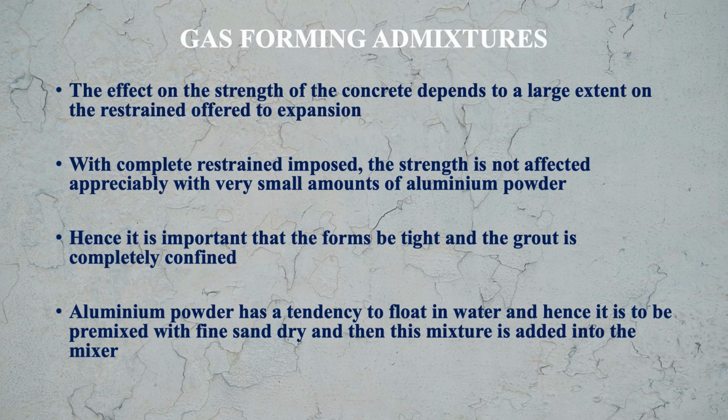Aluminum powder has a tendency to float in water, and hence it is to be premixed with fine sand in dry condition, and then this mixture is added into the mixture. Means it is the process of how aluminum powder should be introduced. Aluminum powder should not be added to water. What will happen? It will float on the water. So what we do basically is that it is added to the dry sand in dry condition, and then this mixture is added to the mixture.